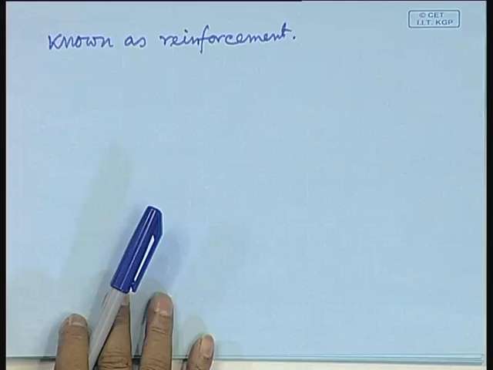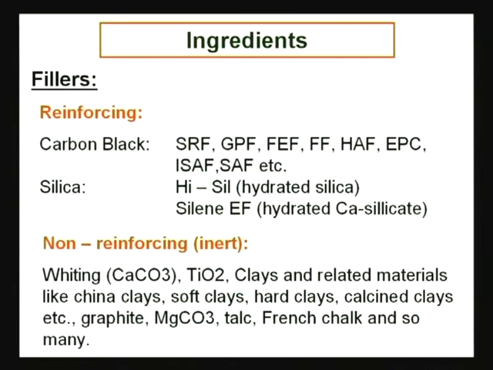Non-reinforcing fillers remain present within the rubber compound as simple fillers just to increase the volume, thereby reducing the cost of the product and sacrificing some mechanical properties. That is called inert fillers. The examples are calcium carbonate, titanium dioxide, various clays, different grades of which are available in the market: commercial clays, China clays, soft clays, hard clays, calcined clays, graphite, magnesium carbonate, talc, French chalk. These are used as inert fillers, and it is good for their dispersion if they are modified with some organic material, then it becomes easy for incorporation and dispersion in a rubber compound.